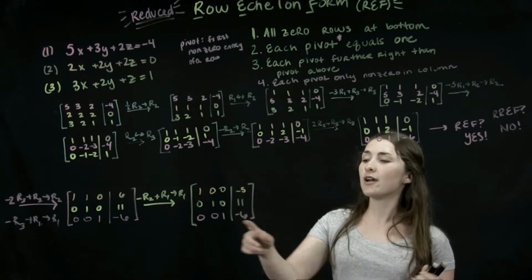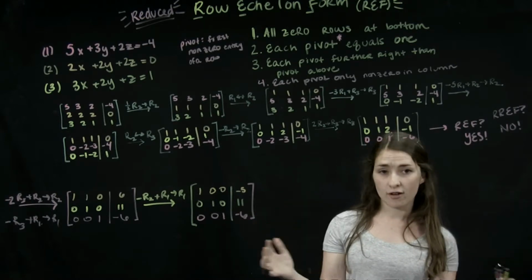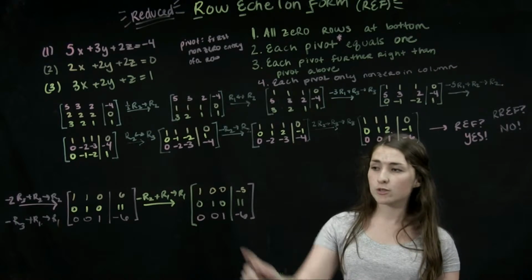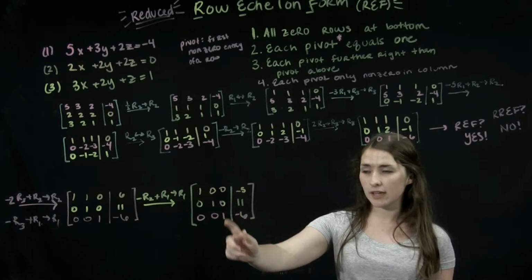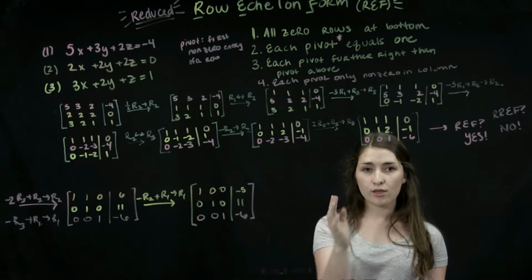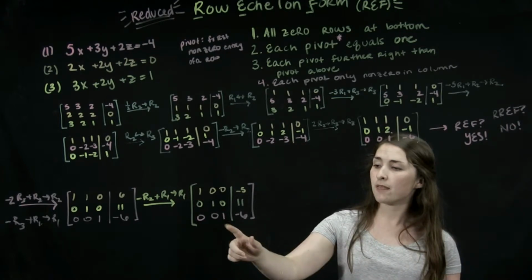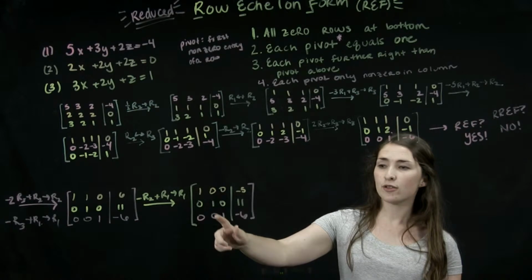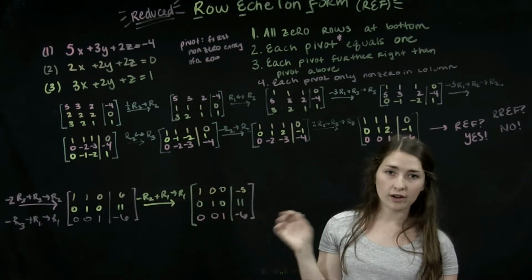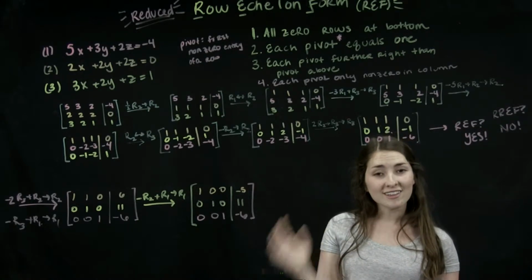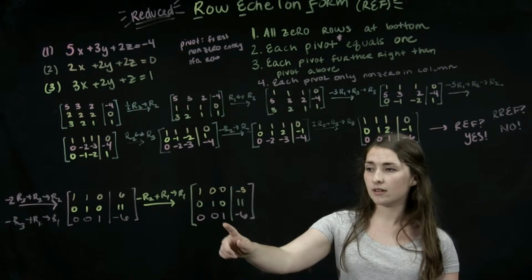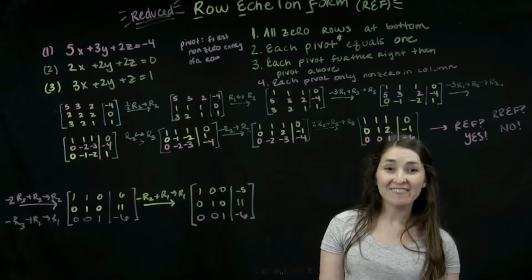Why, yes, we are, because we don't have any rows of all zeros, so we don't have to worry about that condition. Our second condition, where each pivot equals 1, we see each pivot equals 1. Third condition, each pivot is further to the right than each pivot before. So this pivot is further to the right than this one. This pivot is further to the right than this one. So we are in business with that one as well. And then our last condition, that each pivot is the only non-zero term in its column. There we go. And we are done.